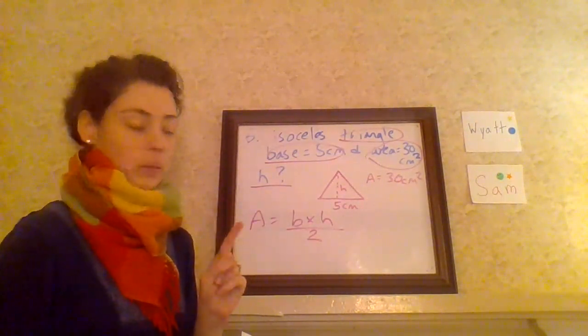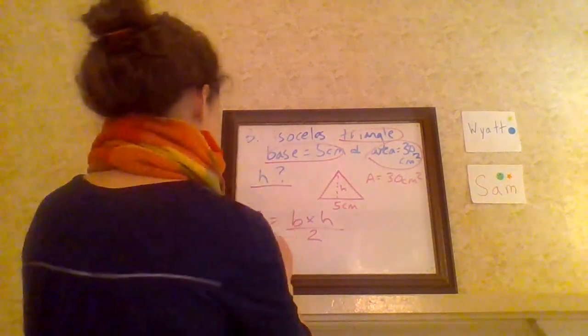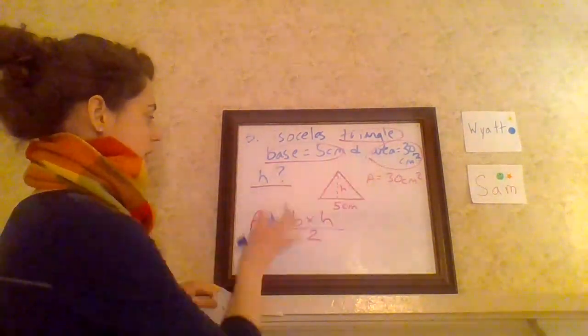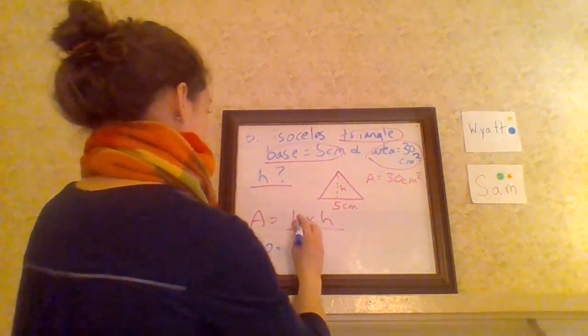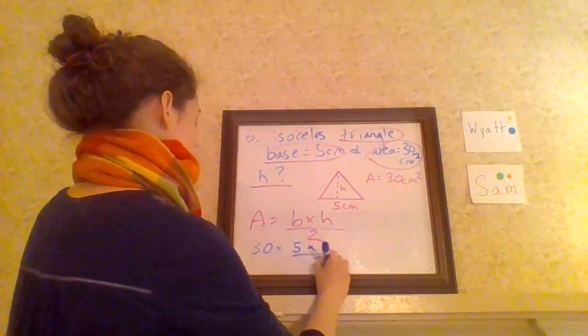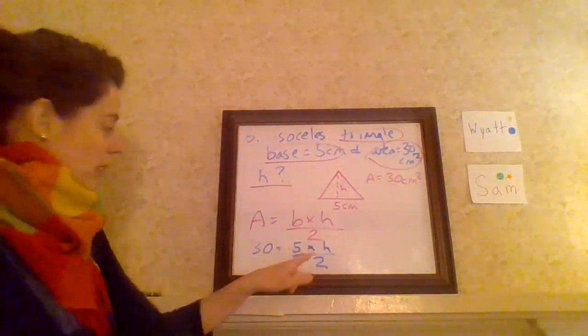That will be our variable that we're solving for. So let's try that. Okay, so we've got 30. We'll just drop the measurements for now since they're all the same. 30 equals 5 times the height divided by 2. Okay, so we need to get this h all by itself.